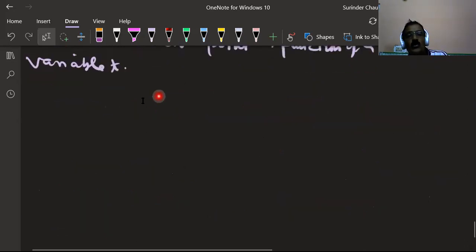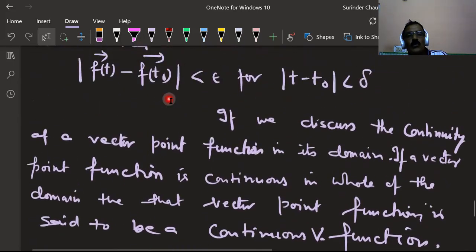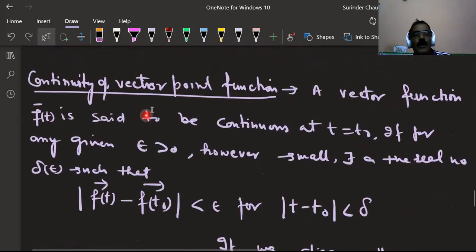So we have defined the limit of a scalar function. We defined the continuity of a scalar function, and compared it with the limit and continuity of a vector point function. After comparison, we come to the conclusion that only the arrow will be put on the vector point function in the equality; the neighborhood will remain the same.